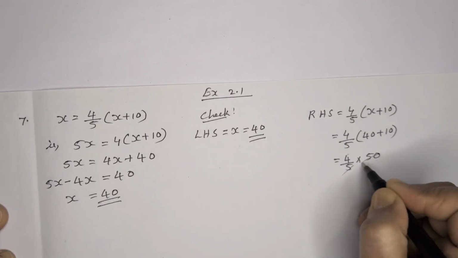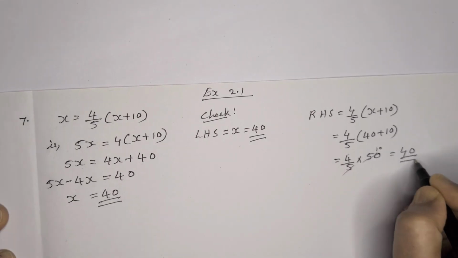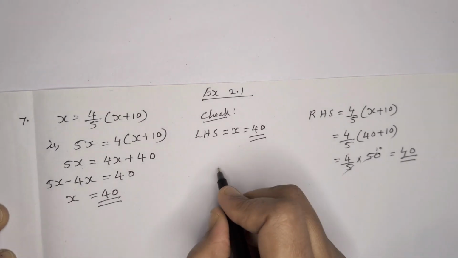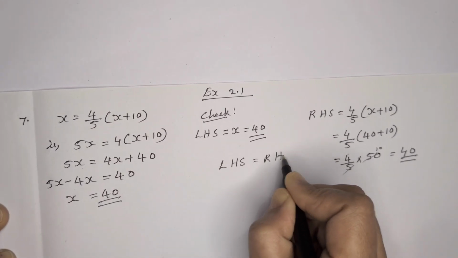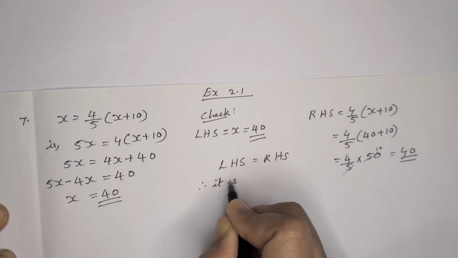So we can divide by 5. Here it will become 10. That is equal to 40. Now we are getting LHS and RHS with the same answer. That's why we can write LHS is equal to RHS, and therefore it is correct.